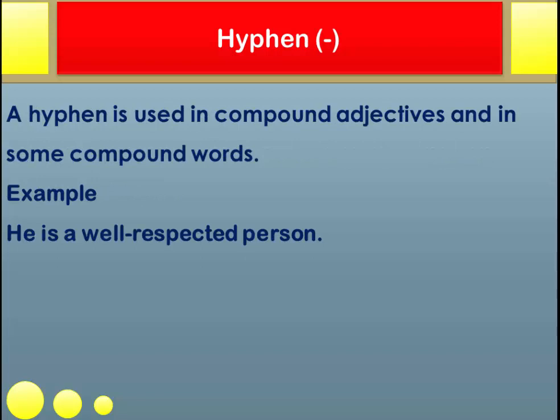Now next is hyphen. A hyphen is used in compound adjectives and in some compound words. So he is a well-respected person. Well-respected person. So here we use hyphen. My mother-in-law. So we can use mother hyphen in hyphen law. Okay. So these we call compound adjectives or compound words. We use hyphen.